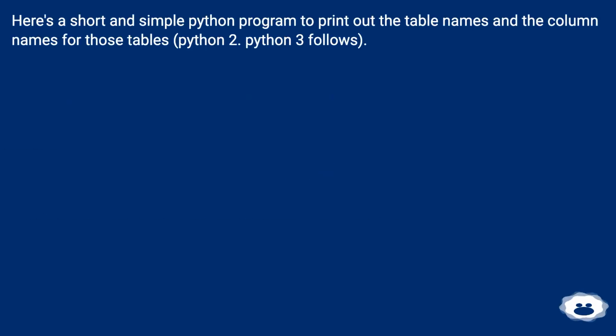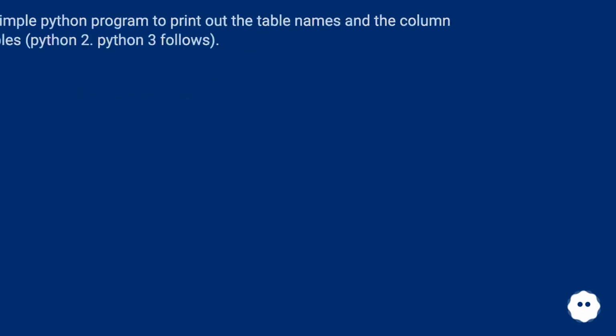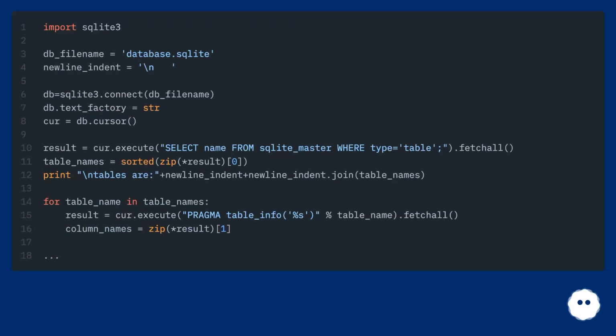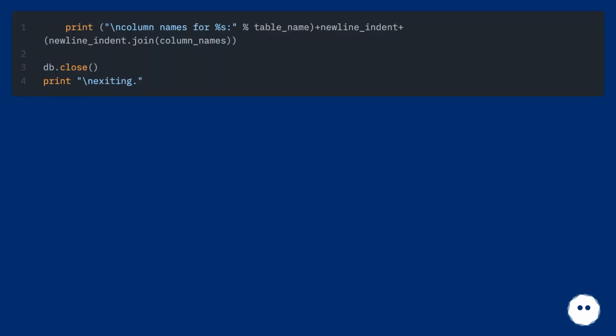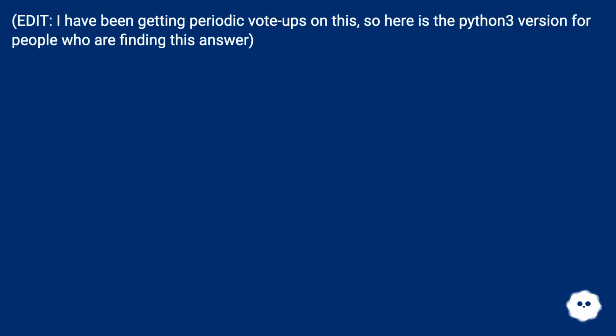Here's a short and simple Python program to print out the table names and the column names for those tables. Python 2. Python 3 follows. Edit: I have been getting periodic vote-ups on this, so here is the Python 3 version for people who are finding this answer.